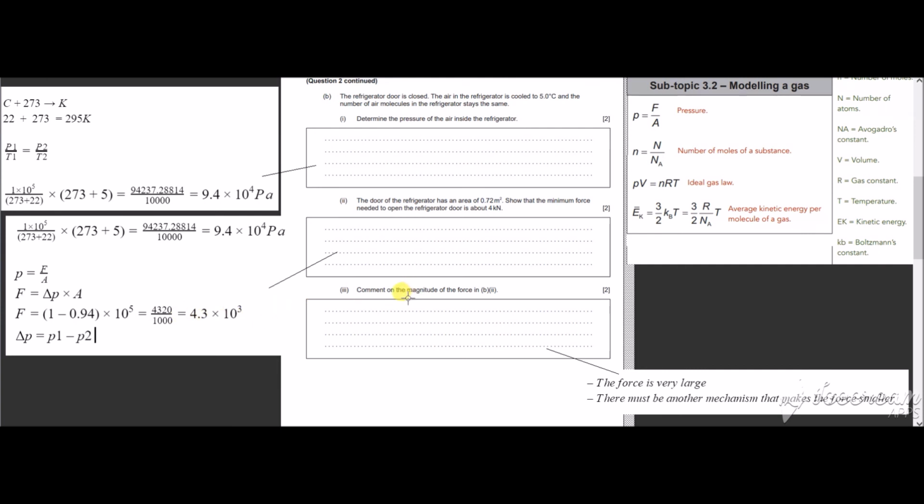As for part 3, it asks us to comment on the magnitude of the force in part 2. This was taken from the mark scheme. The force here is very large. The refrigerator door is closed, so there must be a mechanism that can lower the force. So that's basically the two answers needed here. That's how you solve question 2.